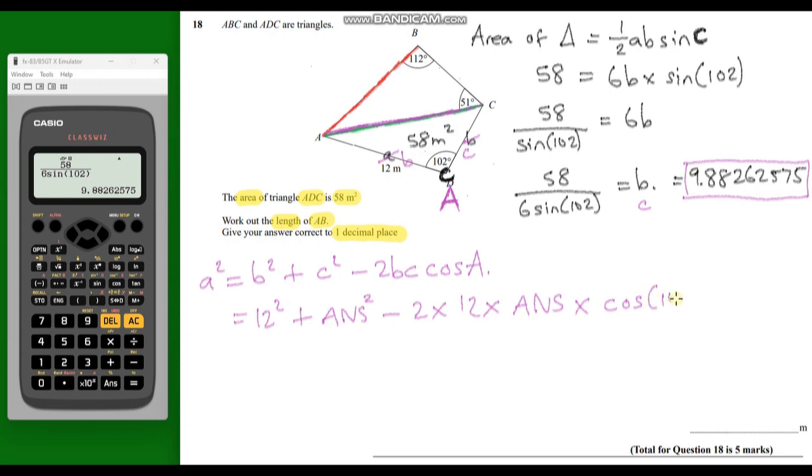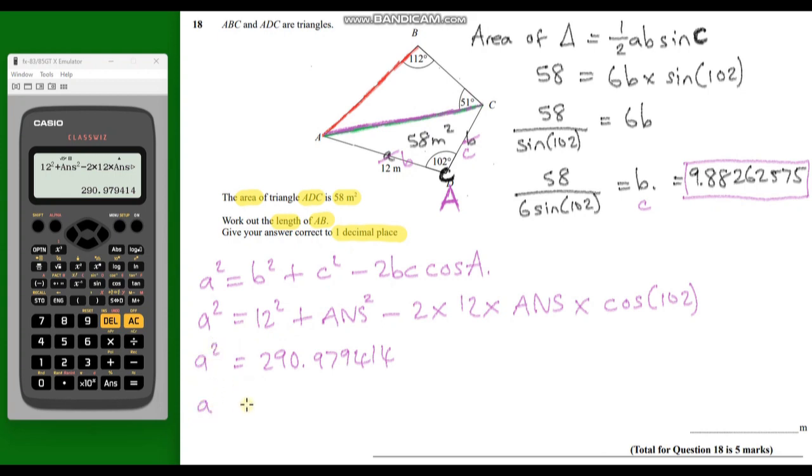which is 102 degrees. So I'm going to put all of this information into the calculator, and you can see that I don't need to type in all of this. I can just type in answer because it's already saved on my calculator. So remember, this is a squared. So let's type this into the calculator. We've got 12 squared plus answer squared minus 2 times 12 times answer times the cosine of 102 degrees, and we get 290.979414. And no, that's not the length of this because remember, this is a squared.